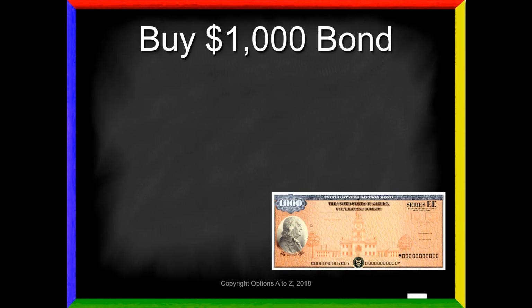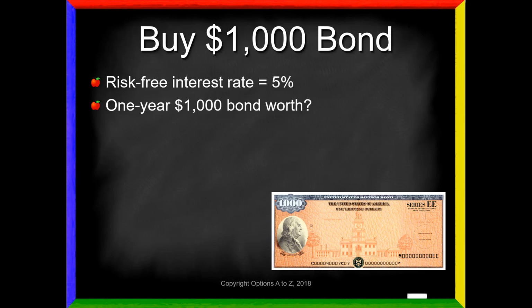So for example, let's say that you are going to buy a $1,000 face bond that matures in a year, and the risk-free interest rate is 5%. Well, what is the one-year $1,000 bond worth? Very simple. Take the $1,000 payoff in a year, divide it by 1 plus the interest rate, or 1.05, and it comes up to $952.38. So in other words, that bond in the open market would be trading for $952.38.